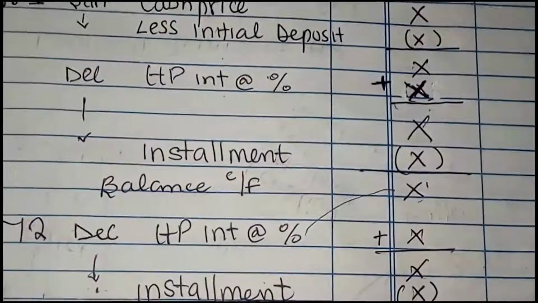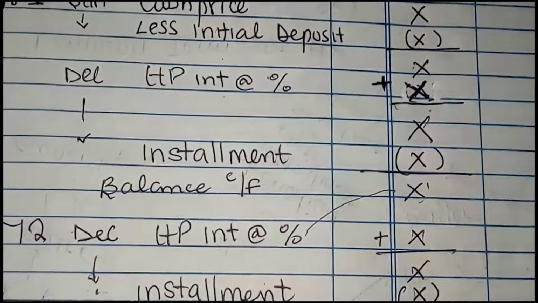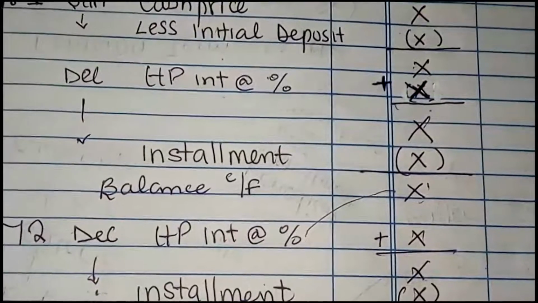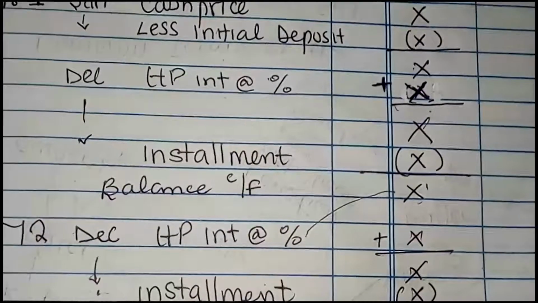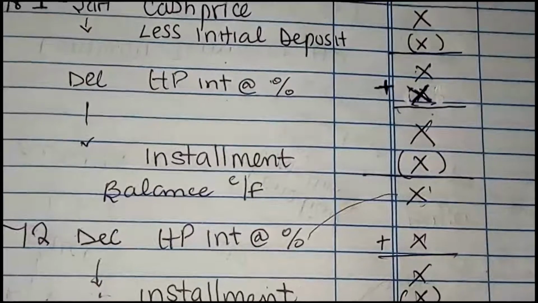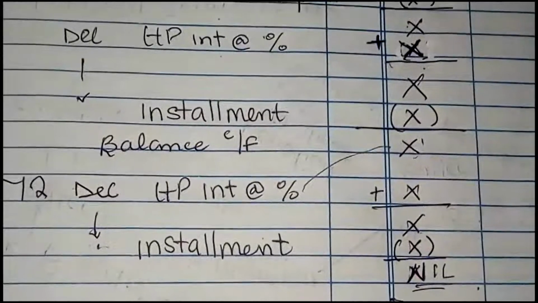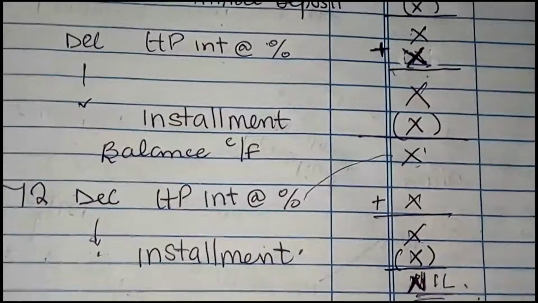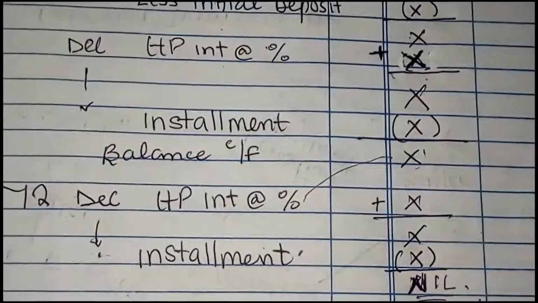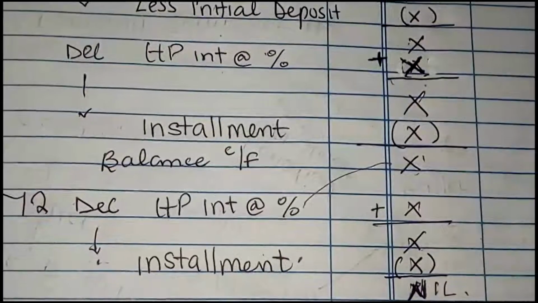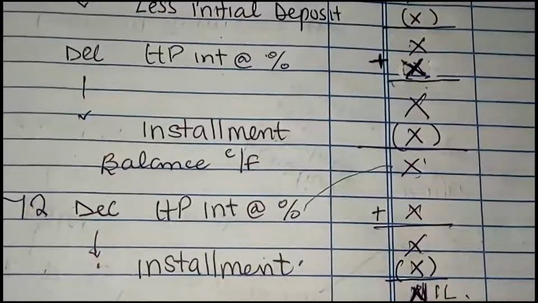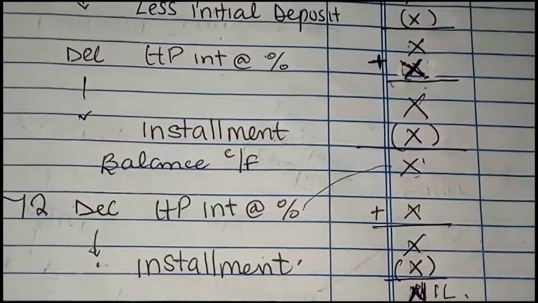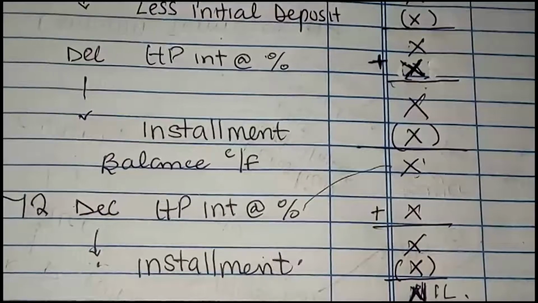Then the last installment, if it is the last installment, this will be nil. All right, supposing this is the last installment, this will be nil, or you continue for the third year and so on. So let's take a practice question. Let me just give you a practice question and use it.